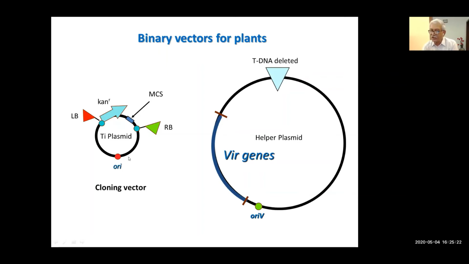Now, does every Agrobacterium which we use in the laboratory need a helper plasmid? Answer is yes. Some of the available bacterial strains already come with a helper plasmid inside them. So you don't need to do co-transformation. But some of the bacterial strains come without any helper plasmid. Okay, in that case, you have to co-transform.